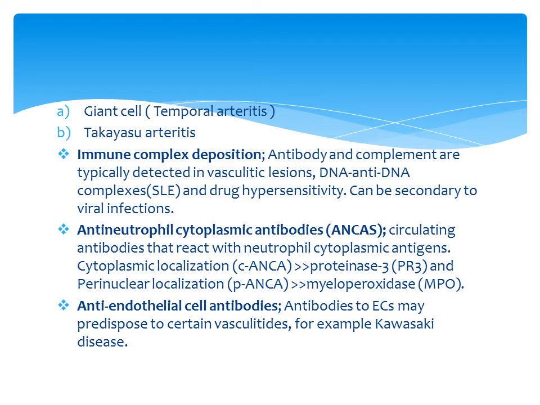Either you can give their somewhat short descriptions: in immune complex deposition the antibody and complement are typically detected, with characteristic examples like drug reactions, SLE, and viral infection. And in anti-neutrophilic cytoplasmic antibodies, you can give examples of the small vessel vasculitides like Wegener's, polyarteritis nodosa, and Kawasaki disease. Their characteristic types are the cytoplasmic and the perinuclear anti-neutrophilic cytoplasmic antibodies. And lastly, for anti-endothelial cell antibodies, the characteristic example is Kawasaki disease.